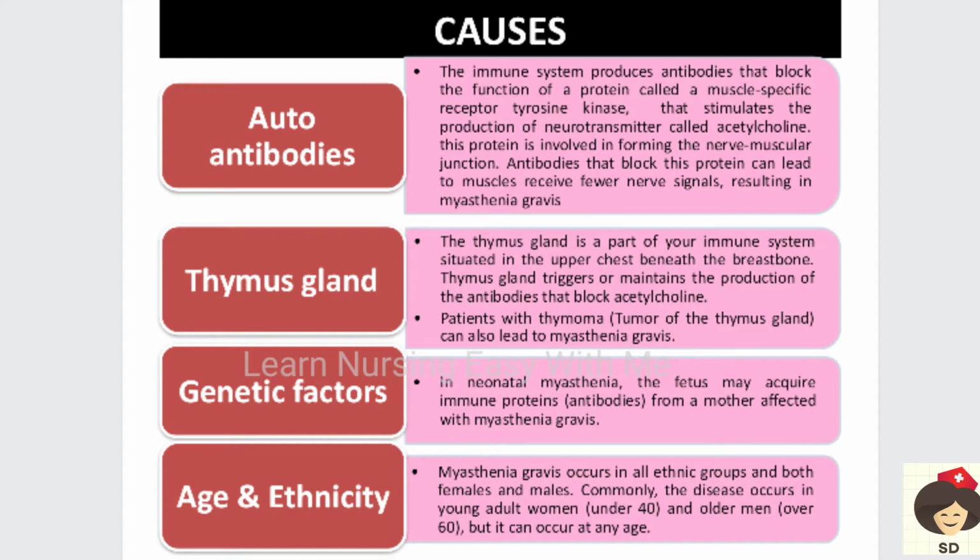And next is genetic factors. Genetic factors can cause neonatal myasthenia. Here the antibodies or immune proteins that attack the acetylcholine receptors are transmitted from the mother to the fetus, which can result in myasthenia gravis in the neonatal period itself. And age and ethnicity: myasthenia gravis can occur in both males and females, and it is more common in young adult women under 40 and older men over 60. It is more common in these age groups, but it can occur at any age.